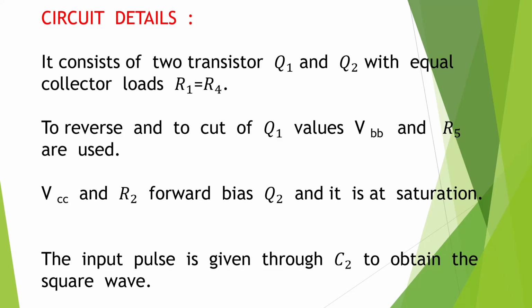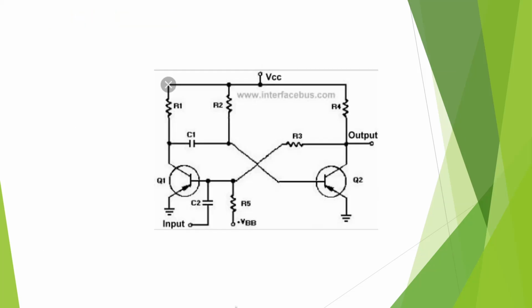Circuit details. The monostable multivibrator circuit carries 3 capacitors, 3 resistors, and 2 NPN transistors. It consists of 2 transistors Q1 and Q2 with equal collector loads, R1 equal to R4. To reverse bias and cut off Q1, the values VBB and R5 are used. VCC is the supply voltage, and R2 forward biases Q2 and keeps it at saturation. The input pulse is given through C2 to obtain the square wave. Circuit details.